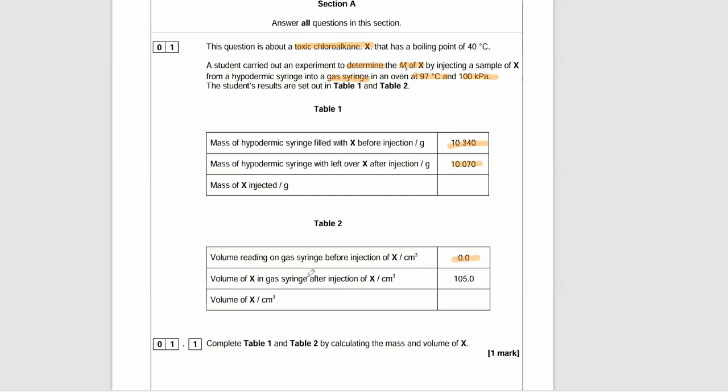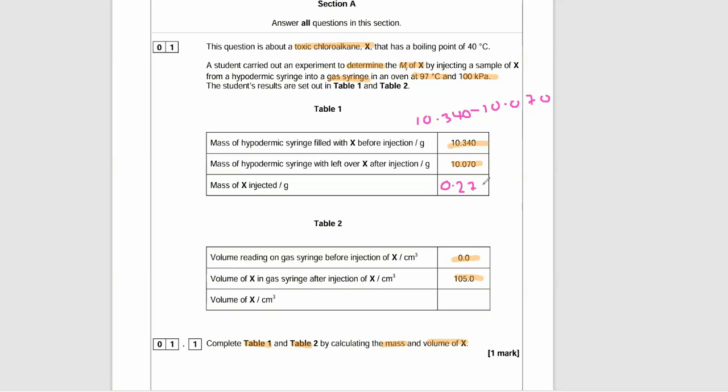So we've got 10.340 grams before injection and 10.070 grams after injection. We've also got a volume reading of 0 before injection and a volume reading of 105 centimeters cubed after injection. And 1.1 says complete tables 1 and 2 by calculating the mass and volume of X.